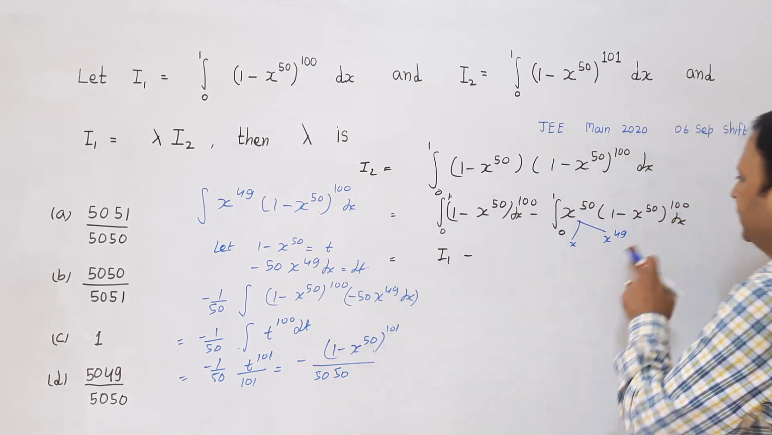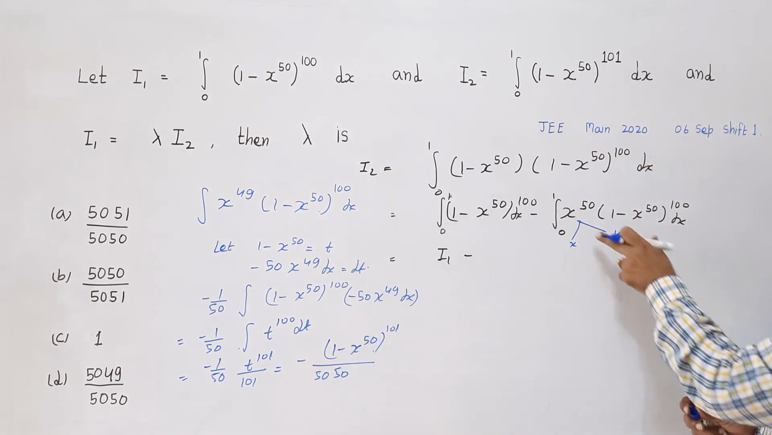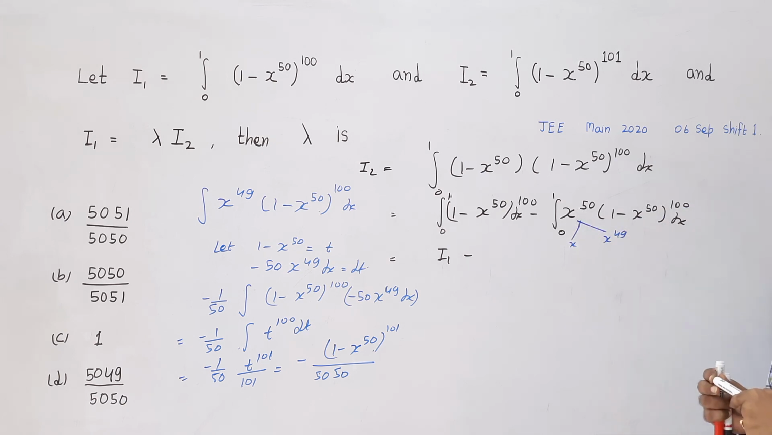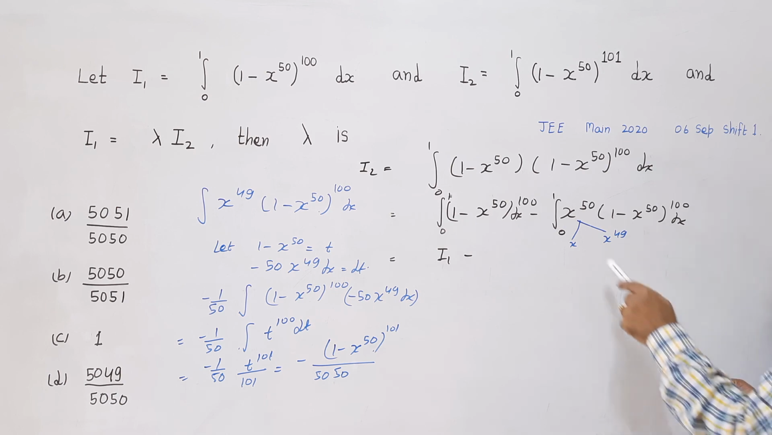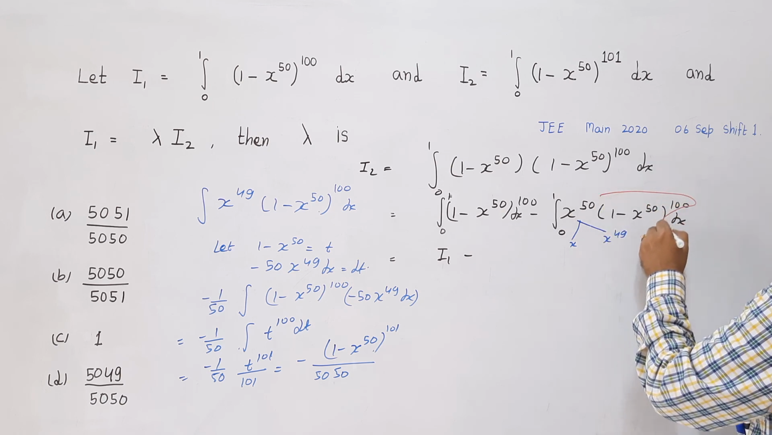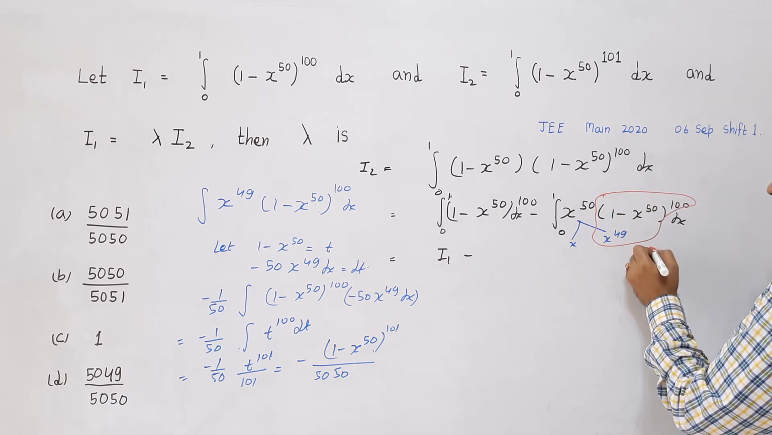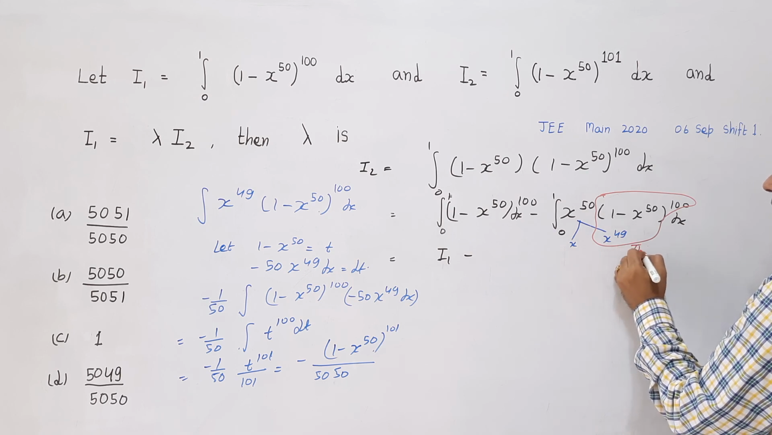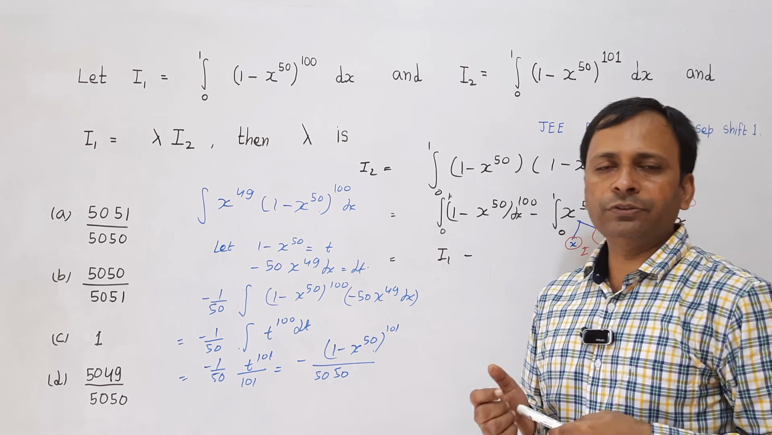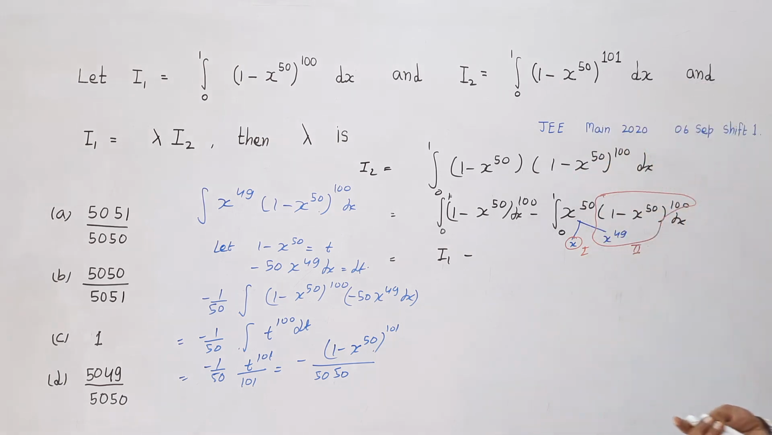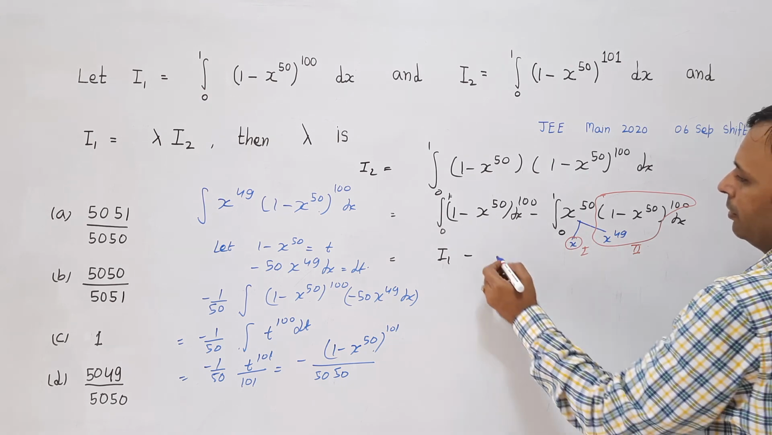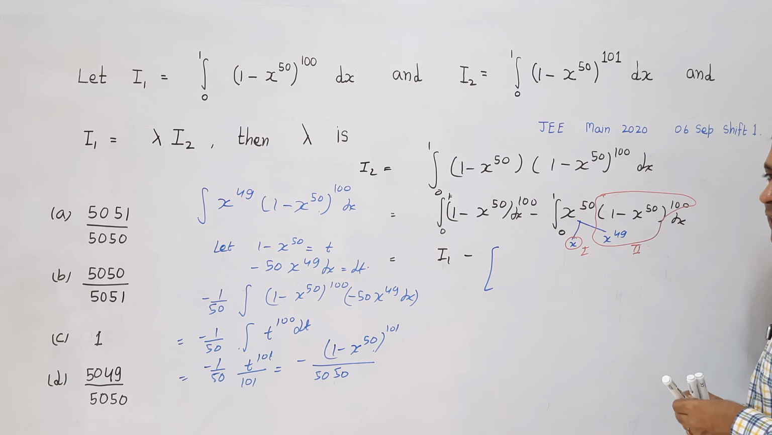Now I am using this in evaluating this integral. What I have done is I have taken x to the power 50 as x into x to the power 49, and now this whole part is my second function and this x is my first function. So I can do it by using integration by parts. The first thing is this x, which is the first function, would remain as it is.